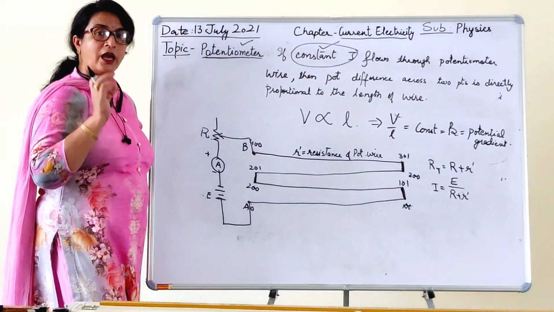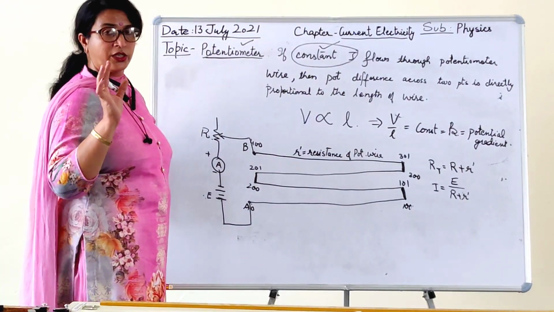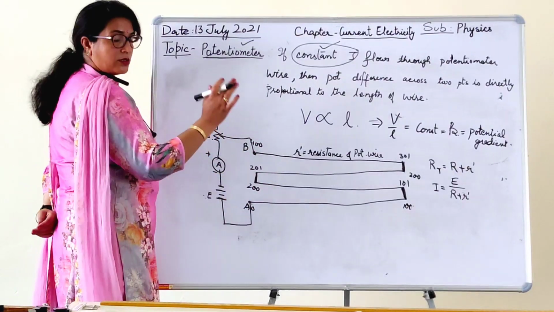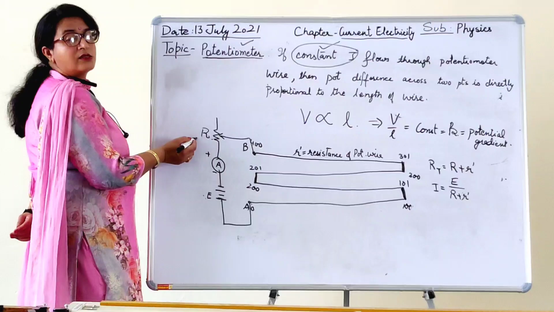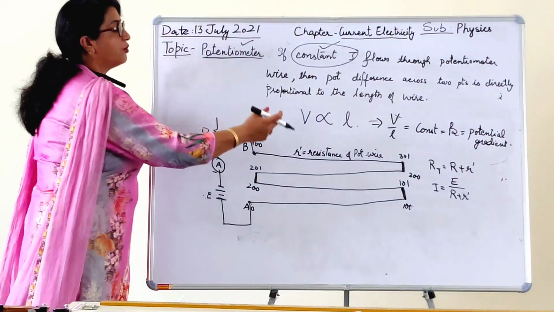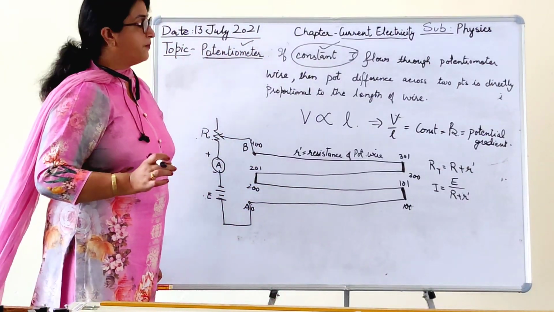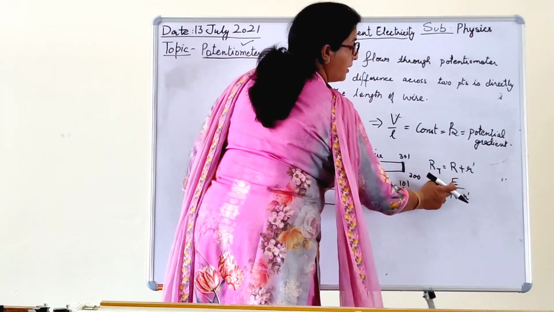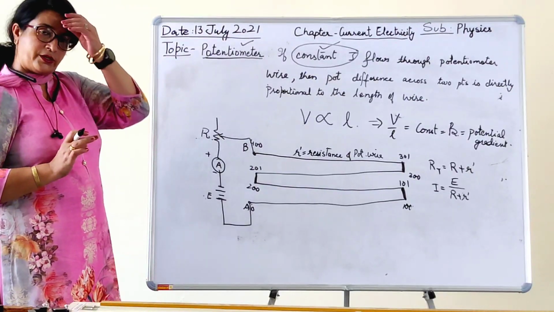So for the time being, I am assuming that there is no heating, so the resistance is not changing. The resistance of the wire is constant, so the resistance is R dash, and the resistance of the rheostat is R. So the total resistance is this. Therefore, the current through the wire is EMF divided by R plus R dash.